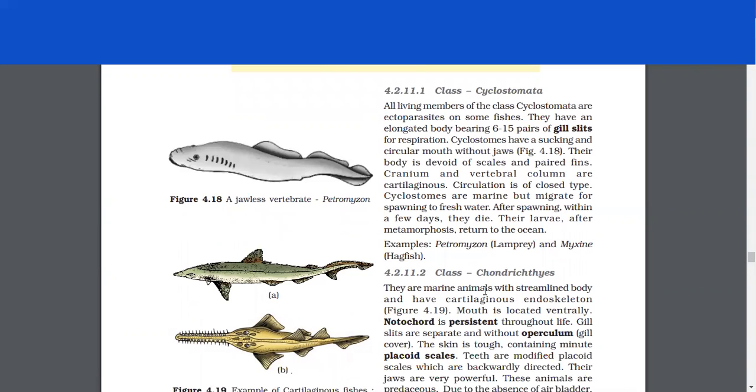Circulation is of closed type. Cyclostomes are marine but migrate for spawning in fresh water. After spawning, within a few days, they die. Their larvae, after metamorphosis, return to the ocean. Examples: Petromyzon and Myxine.